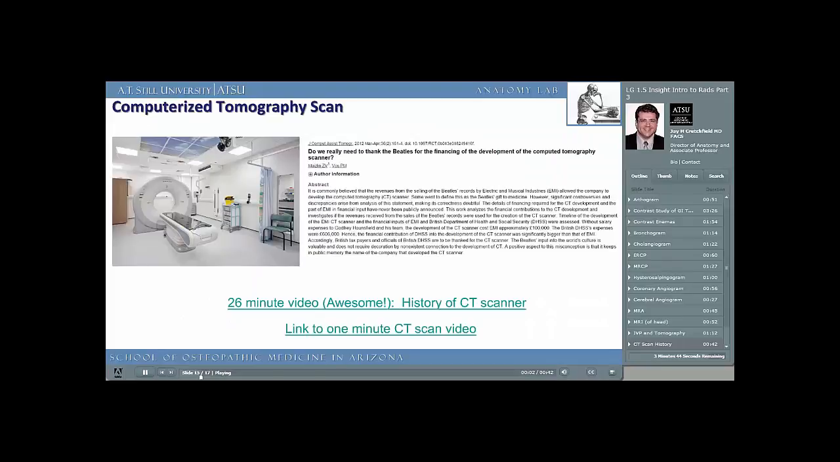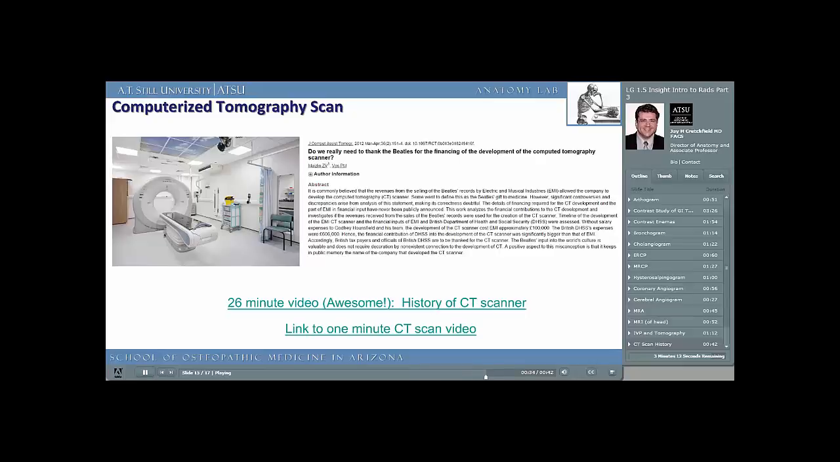Here we see a photo of a normal CT scanner. Interestingly, the Beatles, yes, those guys, the rock group, are often given credit for inadvertently providing funding for CT scanner development through their EMI record company. However, this article refutes this and says the Beatles may not have contributed financially to the funding of these initial experiments leading to the development of the CT scanner. It's interesting reading, especially if you're a rock and roll aficionado.